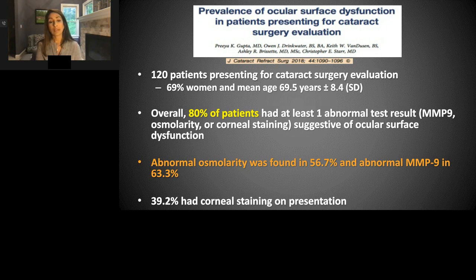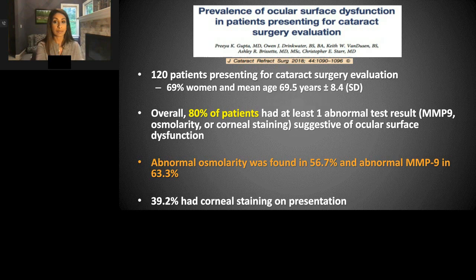And when we use point of care tests, I think it does help us to identify some of those patients who don't have the typical complaints. In our study, over half of the patients had an abnormal osmolarity and MMP9, but not all those patients were symptomatic. So just something to keep in mind, that we can't only rely upon patient complaints of dry eye and irritation.